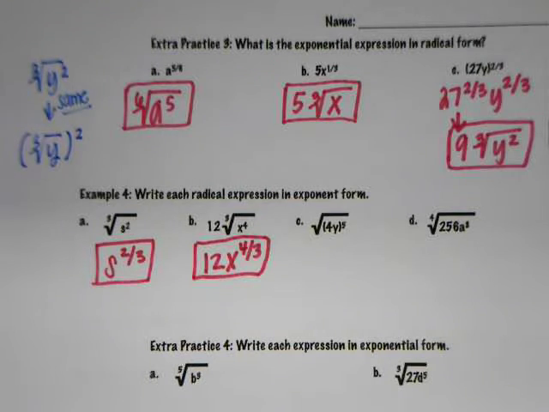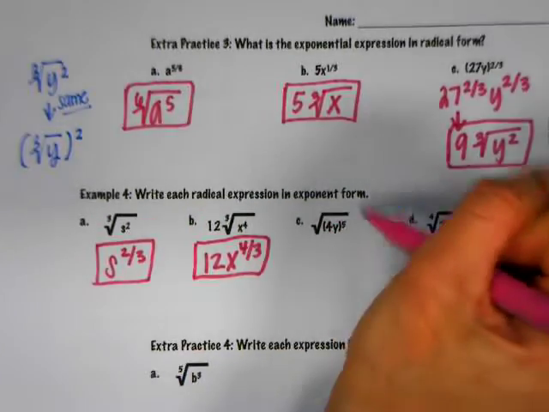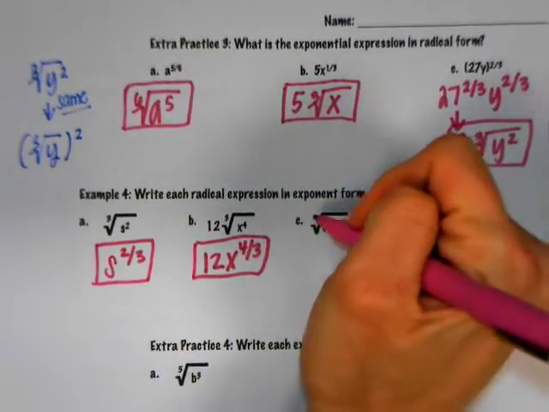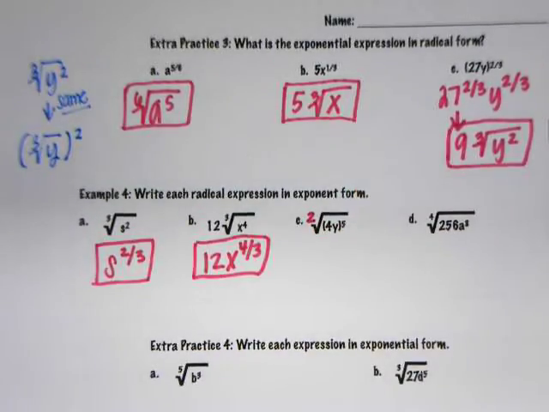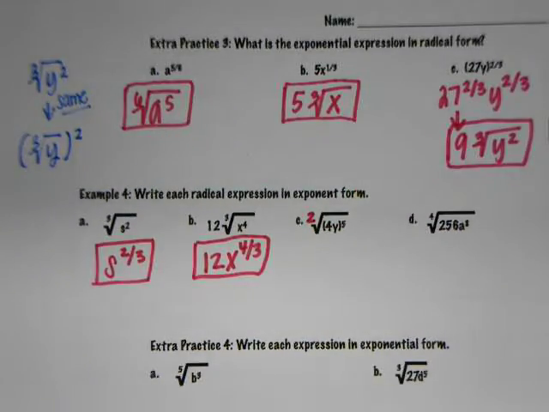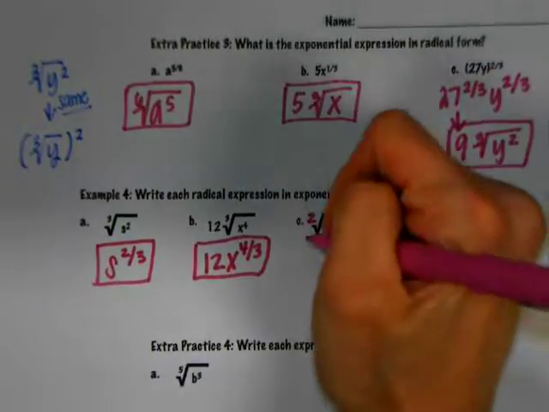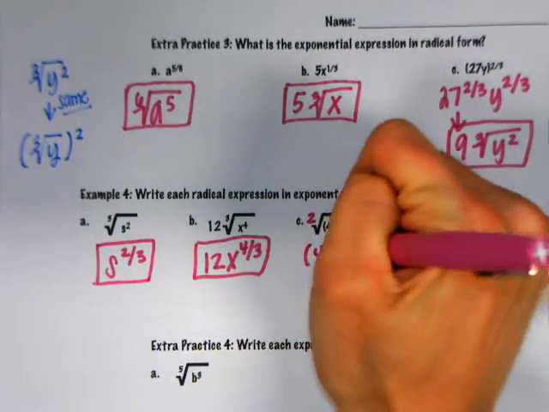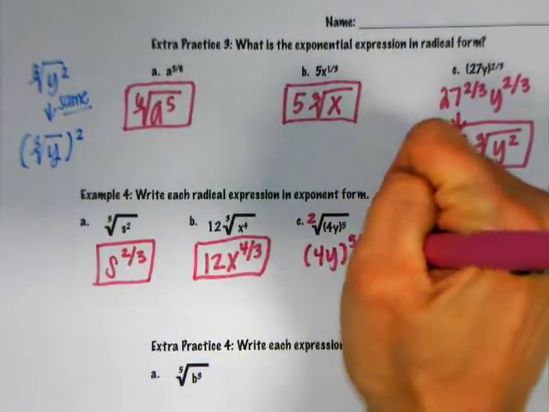Okay, so for C, now both of those are to the 5th power. What number is invisible here? So like a normal square root is what index? 2, yep. So we're going to keep the parentheses and just bring that 2 around. So I have 4y to now the 5/2 power.